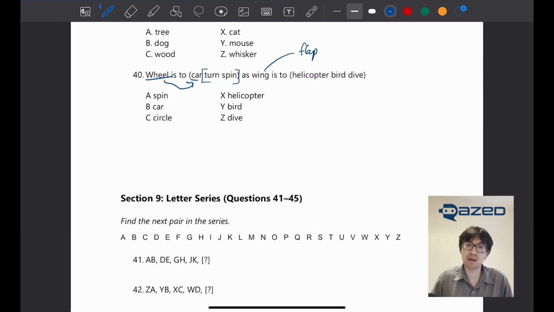A wheel is a component of a car, and a wing is a component of a bird because it's got wings. A helicopter has blades or fans, or however you want to call them, instead of wings, so we know that's not correct. And then I don't know how really wing is associated with a dive. I suppose a bird can dive down, or it could be dive as in go under the water. So here the answer would be car and bird.